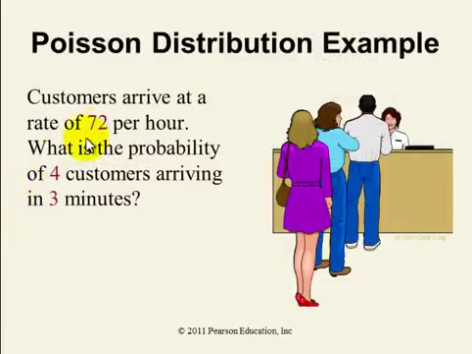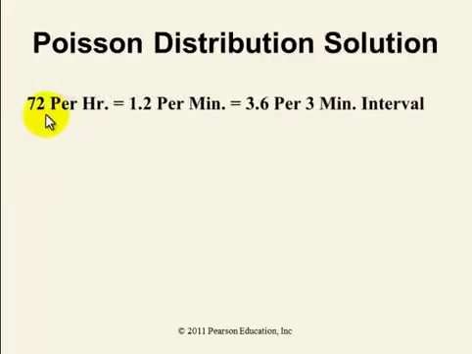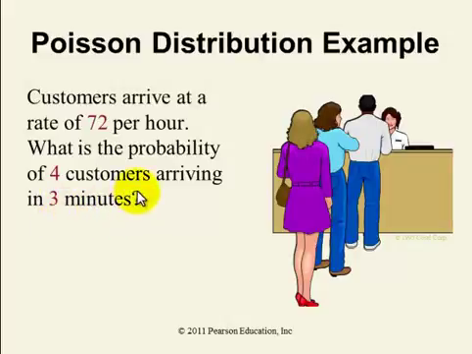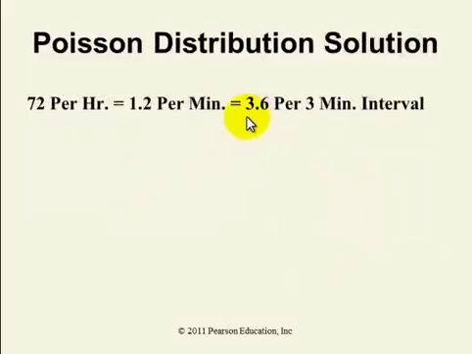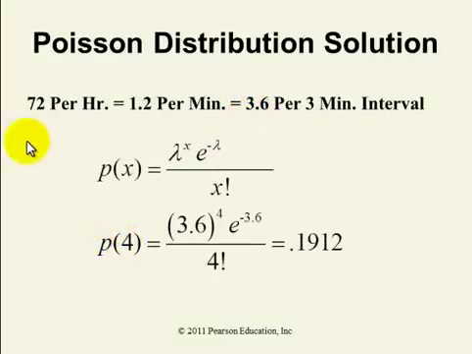Here's an example. Customers arrive at a rate of 72 per hour. What's the probability of 4 customers arriving in 3 minutes? Well, we need to convert 72 per hour into minutes, and then we can apply that formula. And this is a typical situation. So 72 per hour is 1.2 per minute, or 3.6 per 3 minutes. And that's what we're interested in, is this 3-minute interval. That's the question. We're arriving in 3 minutes. So the average, lambda, is 3.6. And this is the formula that you would use.